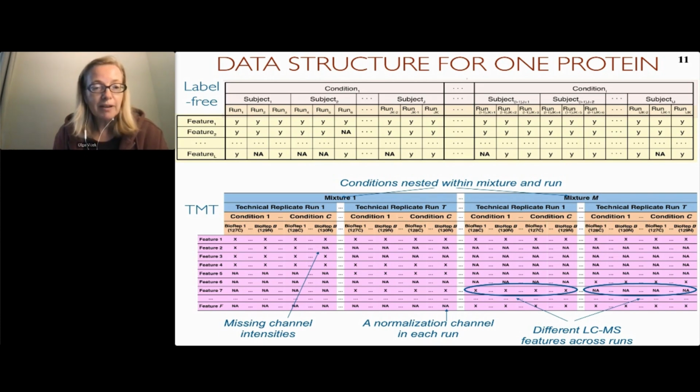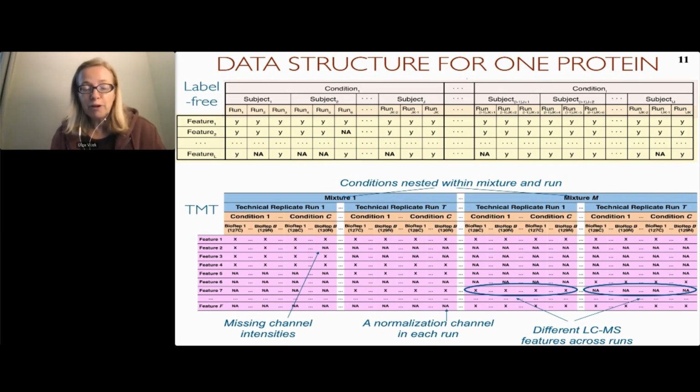More often, however, in one mixture, we observe the PSM with the majority of the reporter ions, and then in the next mixture, we do not observe this same PSM. And so if we really think of our features as all possible PSMs which were observed for this protein in at least one run, then we have a data structure which has a lot more missing values, because we don't have the same PSMs in different mixtures.